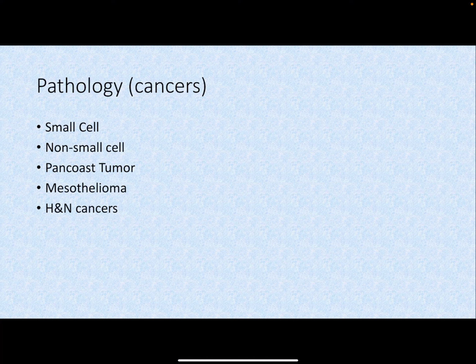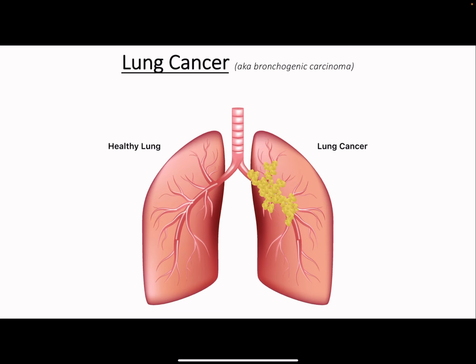So lung cancers of the parenchyma can be divided into 2 major categories. So small cell, also known as oat cell, and then we have the non-small cell, which includes adenocarcinoma, large cell carcinoma, squamous cell carcinoma, bronchial carcinoid carcinoma. Then we're going to have apex pancoast tumors, tumor of the pleura, mesothelioma, and then head and neck cancers can be thrown in here as well. So lung cancer, also known as bronchogenic carcinoma.